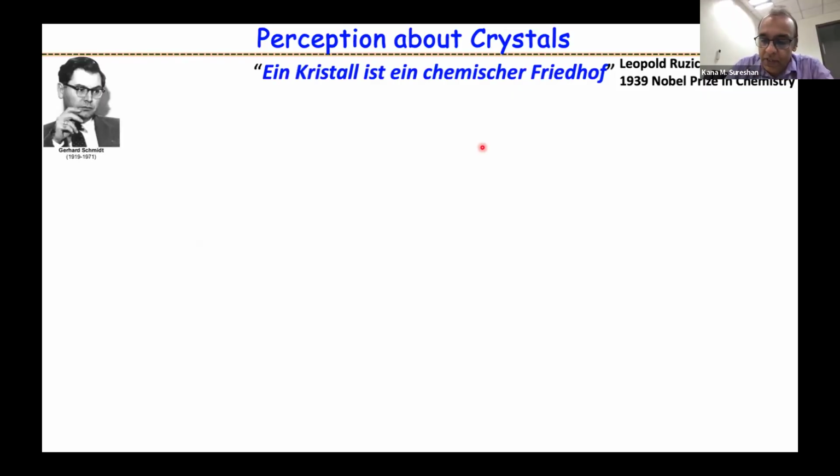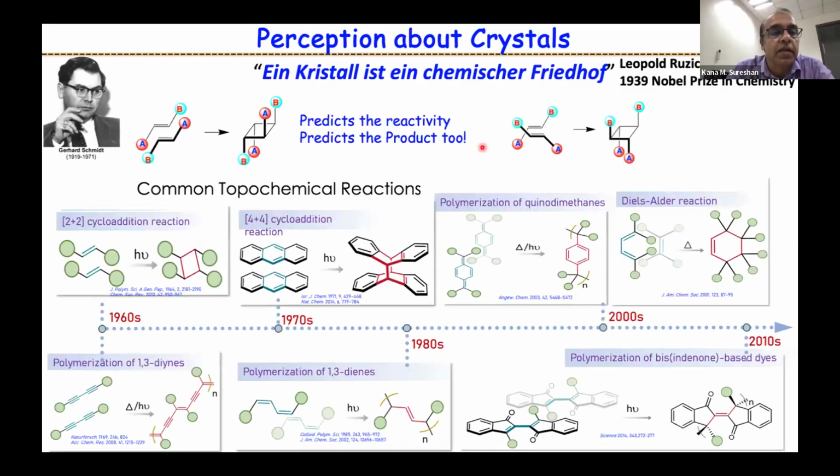But that perception changed when Gerhard Schmidt started looking at the crystals of cinnamic acid. This kind of structure, A and B, are basically one is an aromatic ring, the other one is a carboxylic acid, and also you can have styrene that will come later. He found that when he shined light, the crystals did react to form cyclobutane compounds. Depending on the orientation of these A and B groups, they can have different products. By looking at the crystal structure of the monomer, you can even predict what stereochemistry and regiochemistry this product would have. For example, in this case, it's a different isomer than what you have here.